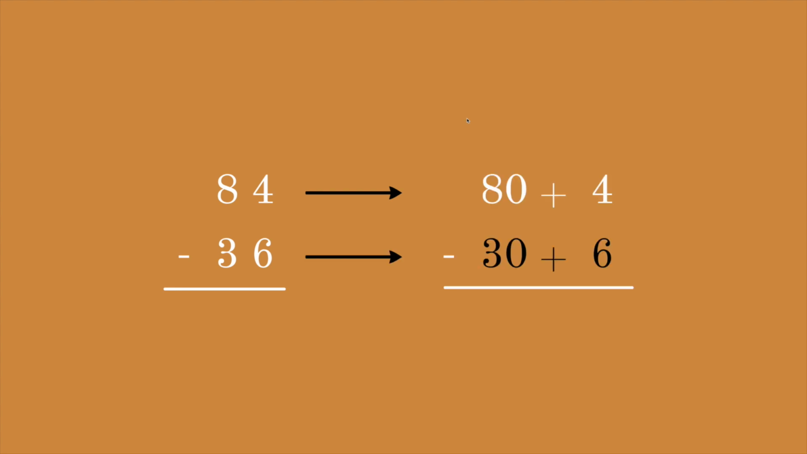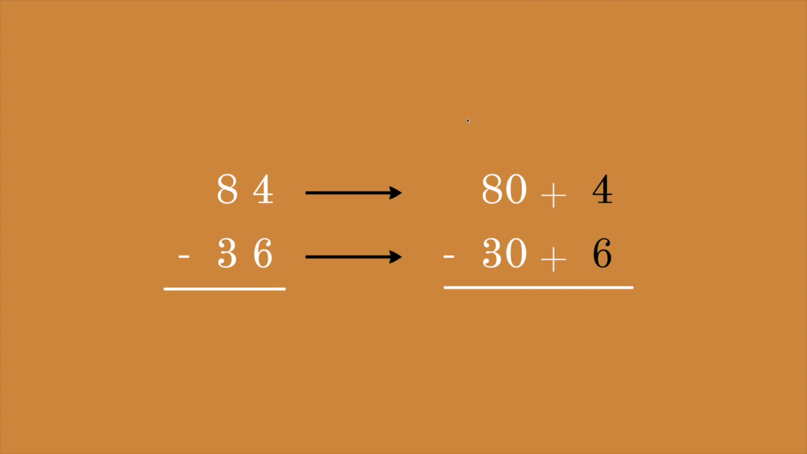One thing we can do when we think of these numbers is we can expand them, just like we did with our base 10 blocks, but this time using numbers. 84 is the same thing as 8 tens, or 80, and 4 ones. 36 is the same thing as 3 tens and 6 ones, or 30 plus 6. To start using the expand and trade, I'm going to start in the ones place.